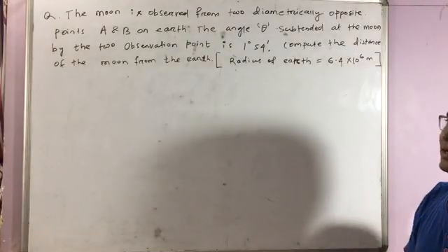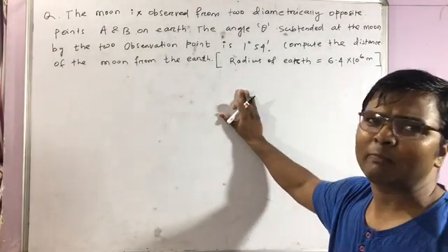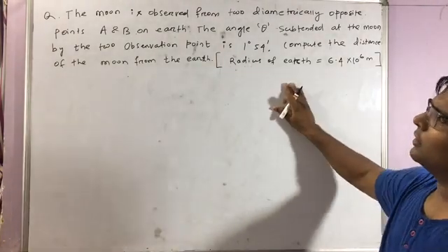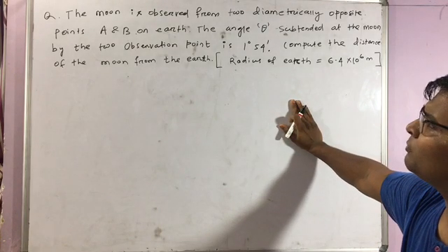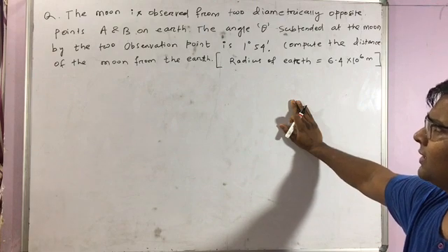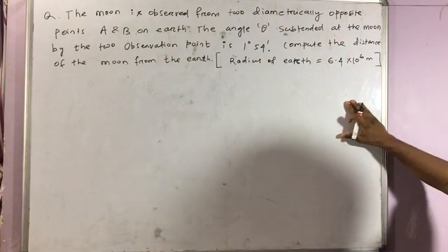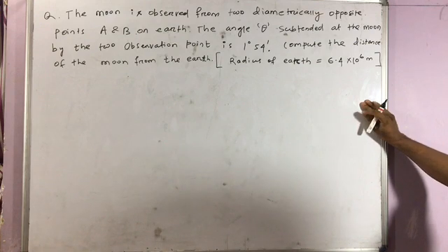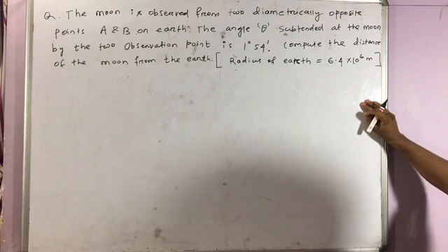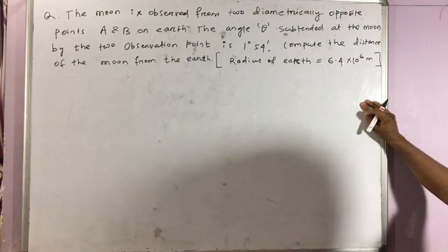So students, now let us solve one question related to your parallax. The question is like this. The moon is observed from two diametrically opposite points A and B on Earth. The angle theta subtended at the moon by the two observation points is 1 degree 54 minute. Compute the distance of the moon from the Earth. Given data is radius of Earth is 6.4 into 10 to the power 6 meter.